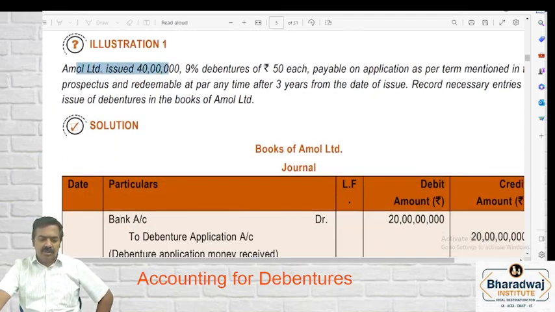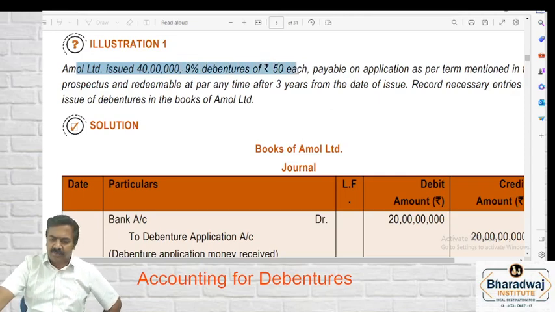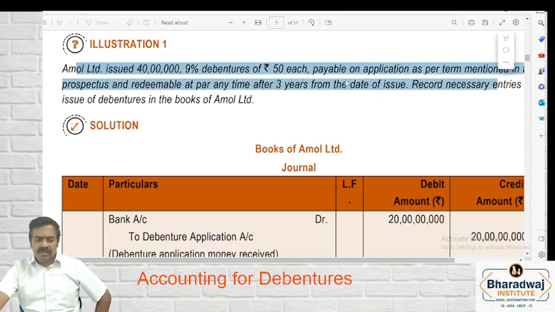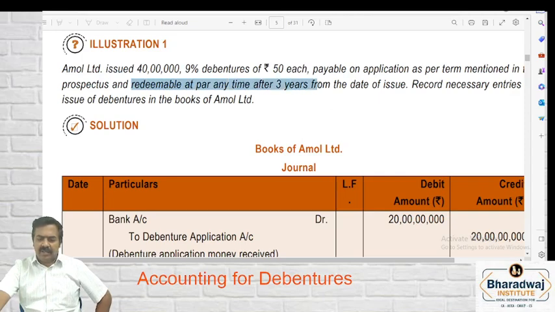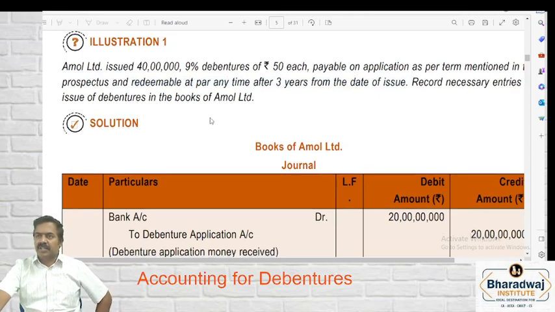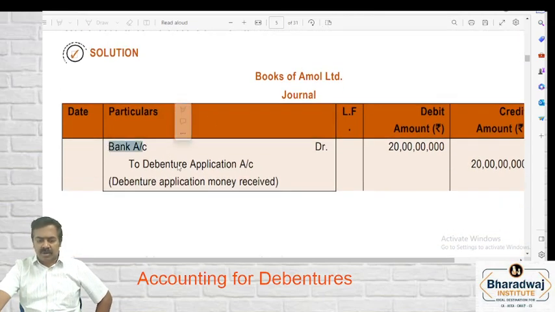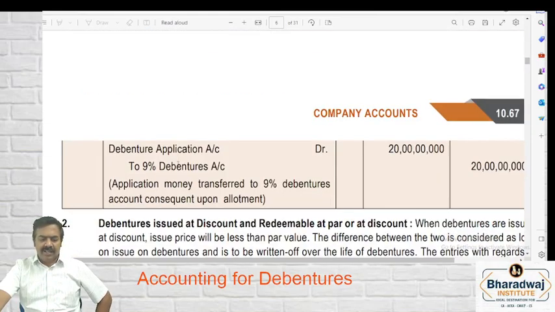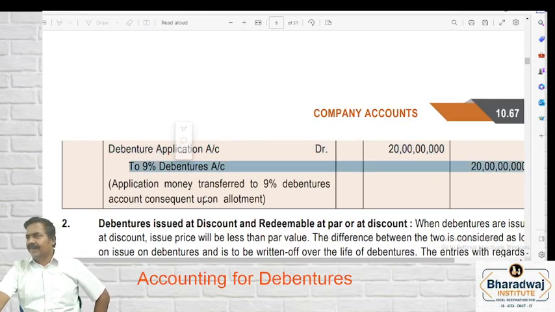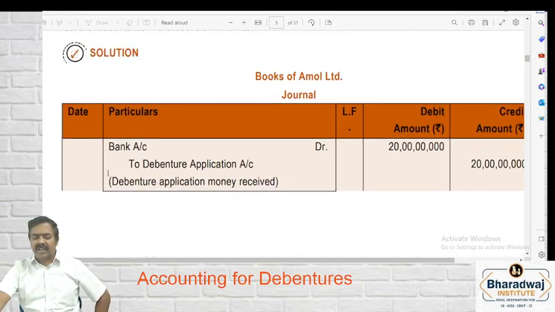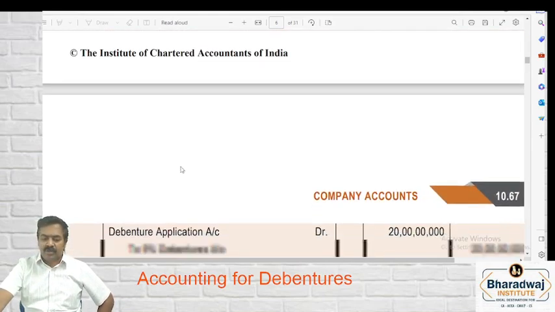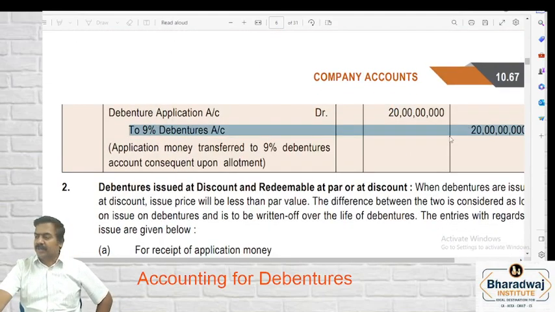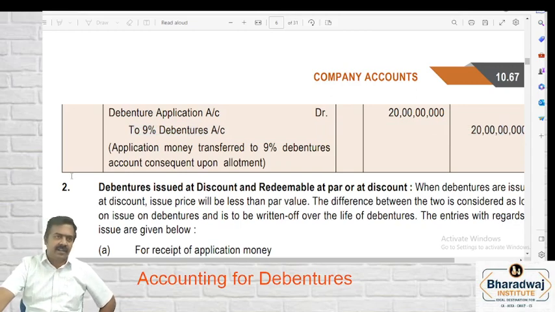A Limited issued rupees 40 lakhs, 9% debentures of 50 each, payable on application, redeemable at any time after how many years? 3 years. Record journal entry. They would have passed bank account debit to debenture application, then debenture application account debit to what? Debentures. You can pass a direct entry also. Bank account debit to which account? Debentures account how much? 20 lakhs, like that you can pass in.